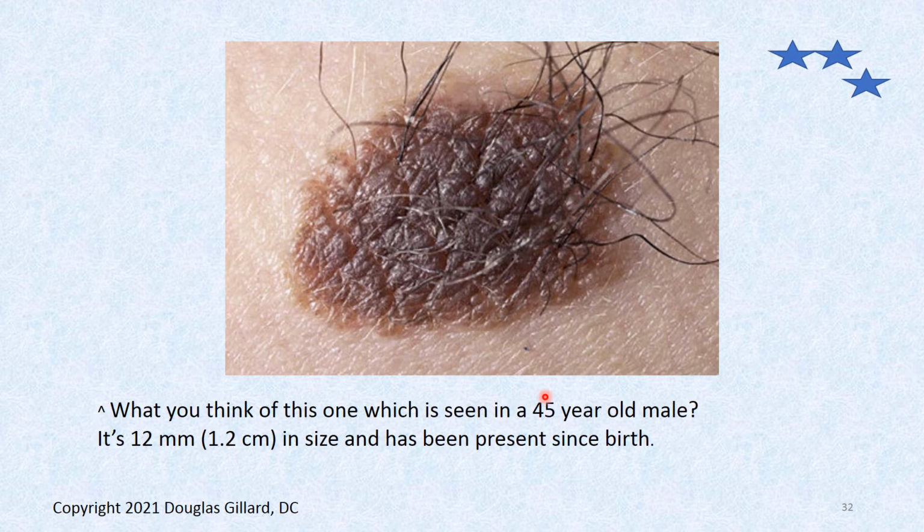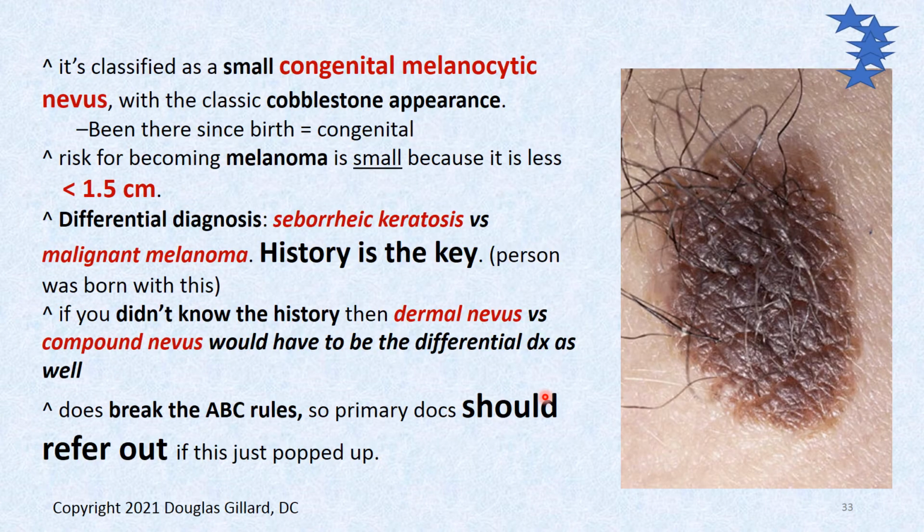No, not if it's been there and it hasn't changed in size. It's grown some hair, patient says. No, that's just a CMN. That's a congenital melanocytic nevi. It's small. It doesn't have a great risk factor for becoming cancerous. You have to differentiate, it could be that great imitator, seborrheic keratosis. I mean, it could be malignant melanoma, but based on the history, it's not.